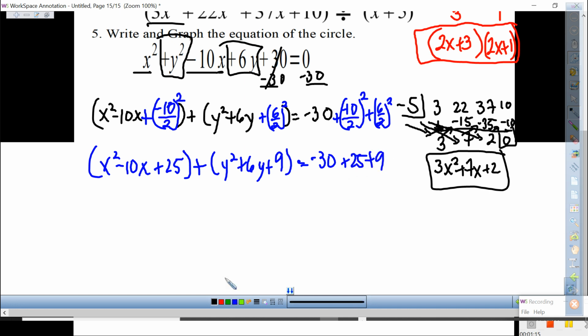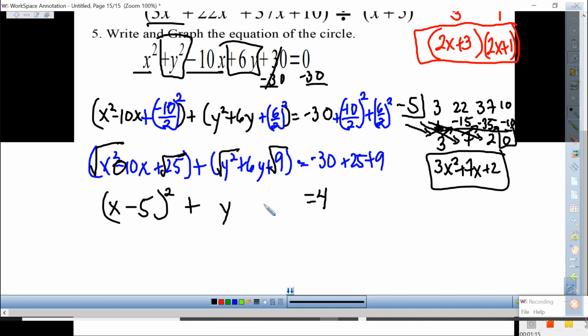Let me combine the right side and then factor the left. What is 9 plus 25? 34 minus 30? 4. Then you factor this one. Square root of the first, x. Square root of the last, 5. Sign of the middle, negative. Plus. Square root of the first, square root of the last, sign of the middle. Squared. And that's your equation for the circle.